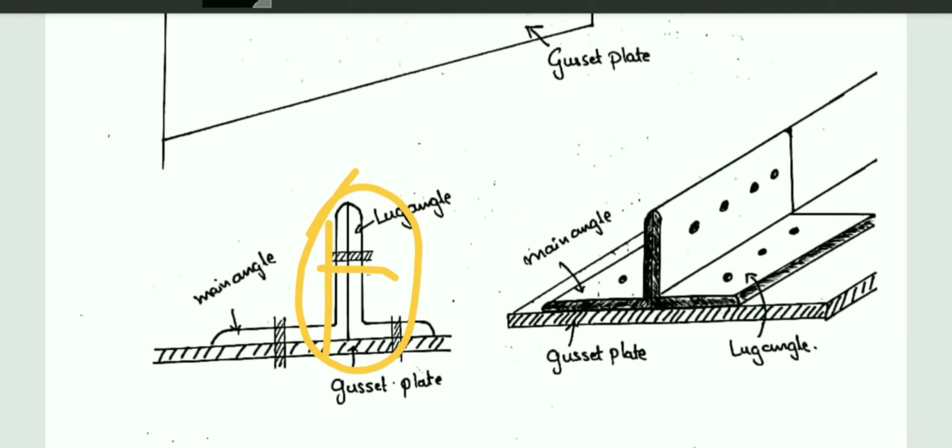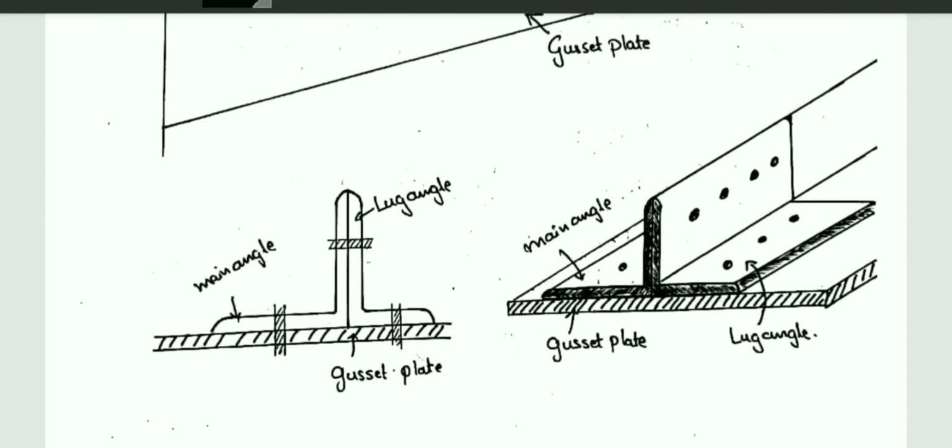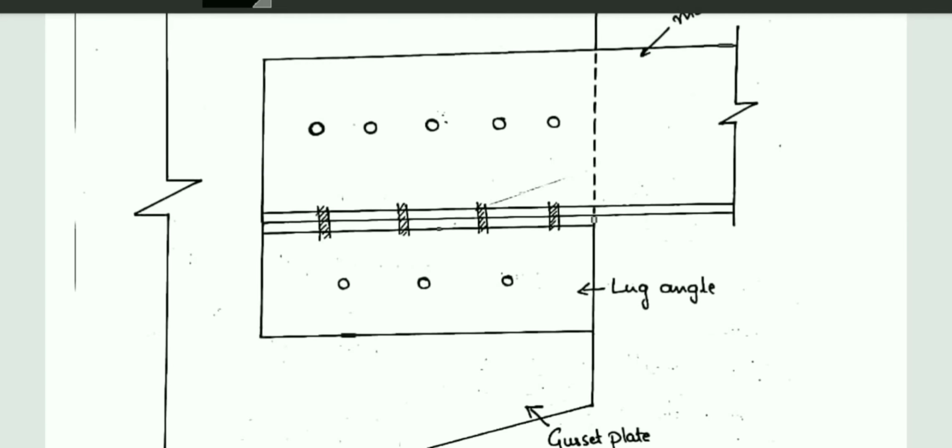So here you need to calculate the number of bolts for the main angle, and also the connection of the lug angle to the gusset plate. Next, you need to calculate the connection between the main angle and the lug angle. Another requirement to consider is that while taking a lug angle, one leg size should be equal to that of the outstanding leg, so that the connection will be simple and easy.